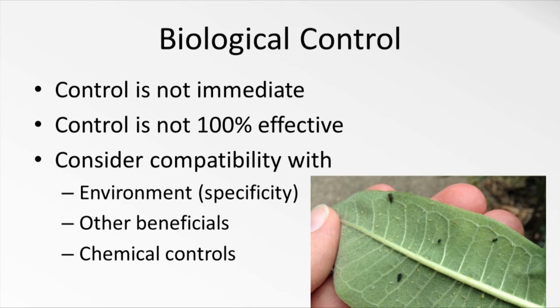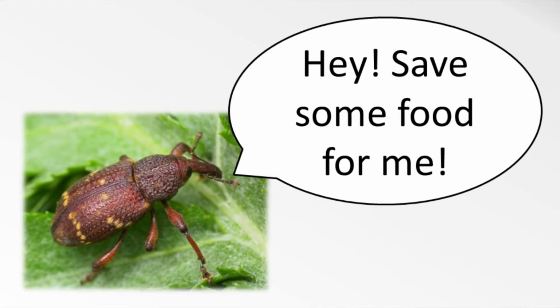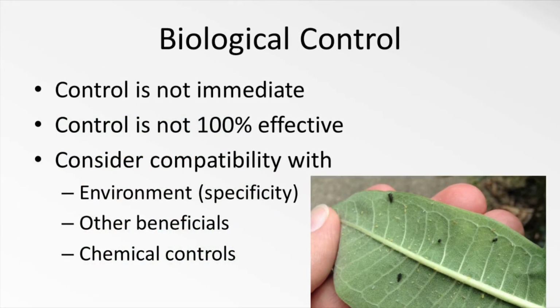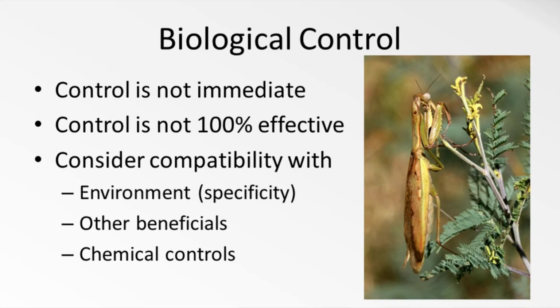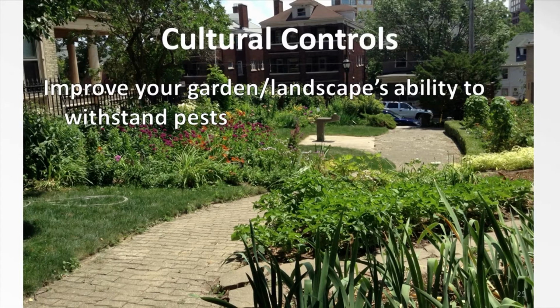One thing to recognize about biological controls is that they are not immediate. They're also not 100% effective. Most natural enemies will not completely eradicate their prey species. If they did, their own populations would crash. And finally, as I mentioned before, you need to consider compatibility with chemical controls as well as the environment, and even other beneficials when using biological control. Having a few praying mantises around the garden may seem really cool, but they tend to be generalist predators and eat anything they can get their mandibles on, whether a honeybee or a cabbage looper.